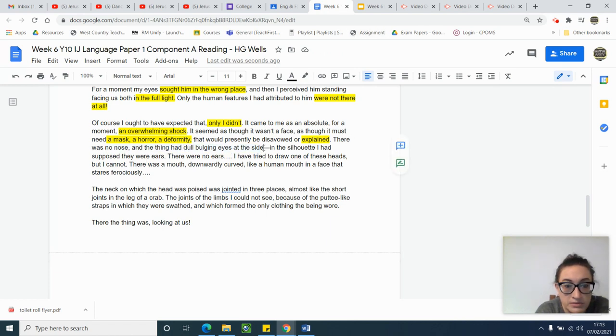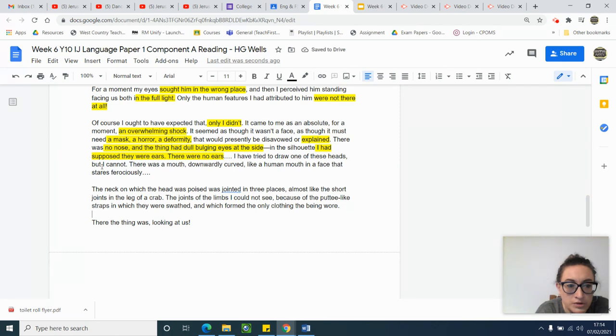Now, this description shows how inhuman it is. And that builds tension because we tend to be scared of things that are different from us. We don't understand them, we can't predict them, and they might be a danger to us. You have to be specific about why this information is causing tension for the narrator and therefore for the reader. There were no ears. Oh, I had supposed there were ears. There were no ears. So this kind of shock for the narrator constantly is ramping up.